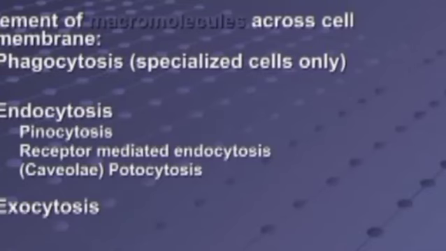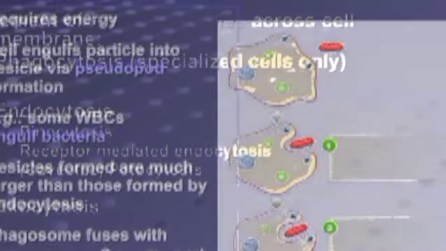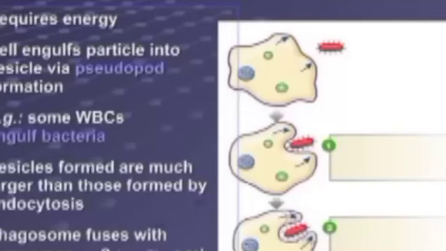Next is vesicular transport. In vesicular transport, there is movement of macromolecules across the cell membrane, like phagocytosis, endocytosis, exocytosis. Phagocytosis occurs in specialized cells only. Endocytosis includes pinocytosis and receptor-mediated endocytosis. And next is exocytosis. In phagocytosis, mainly the cells kill foreign materials. We will discuss phagocytosis.